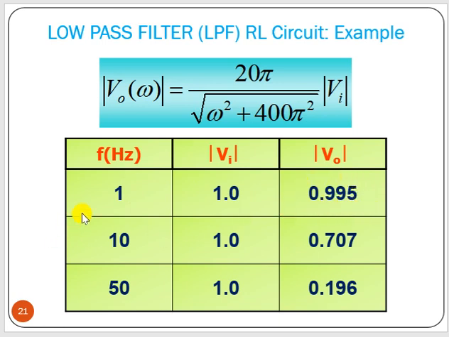That means it passes the 1 hertz frequency. Now when it becomes 10, it is 0.707. That is 70.7% of the maximum value. That means that is the cutoff frequency. At 50 it is blocking the 50 hertz frequency, very small. That means this filter is passing 1 to 10 hertz and blocking above 10 hertz.